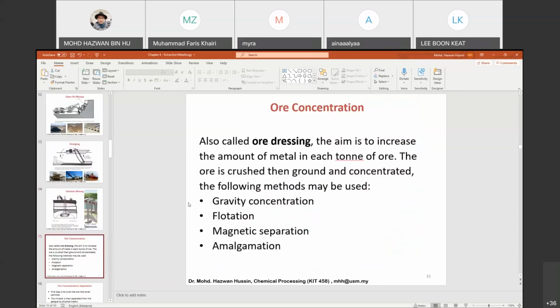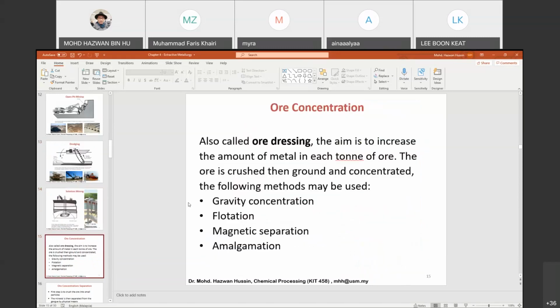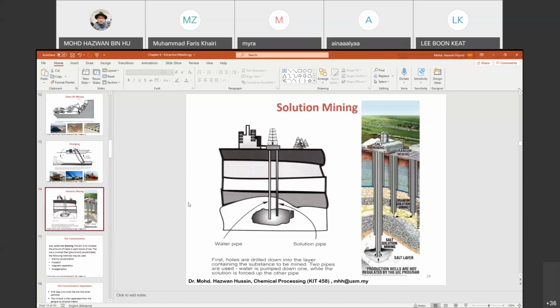Okay. So far, is there any question for mining? Ada soalan? Ada apa-apa nak tanya? First few methods.